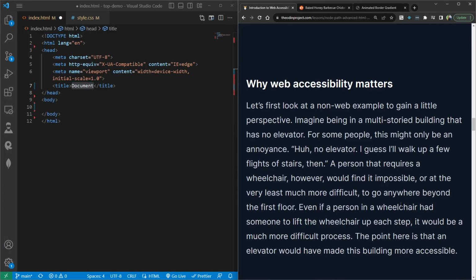Why web accessibility matters? Let's first look at a non-web example to gain a little perspective. Imagine being in a multi-storied building that has no elevator. For some people, this might only be an annoyance. No elevator? I guess I'll walk up a few flights of stairs then. A person that requires a wheelchair, however, would find it impossible, or at the very least much more difficult, to go anywhere beyond the first floor. Even if a person in a wheelchair had someone to lift the wheelchair up each step, it would be a much more difficult process. The point here is that an elevator would have made this building more accessible.